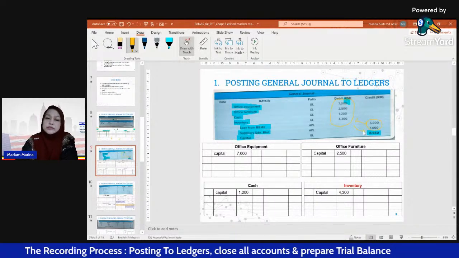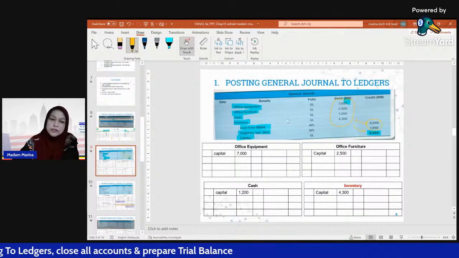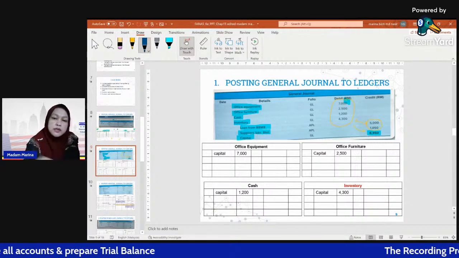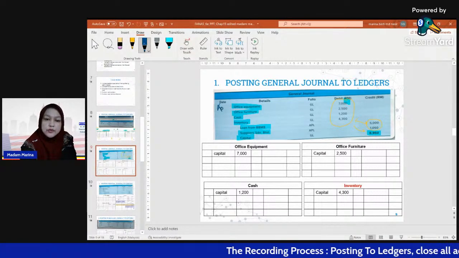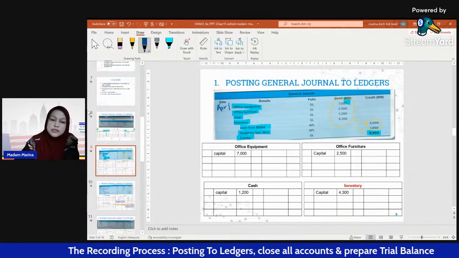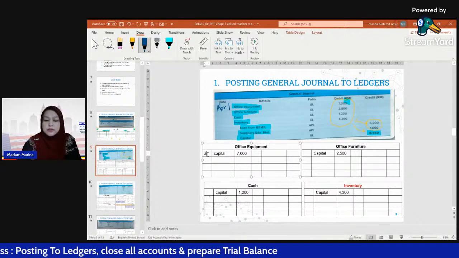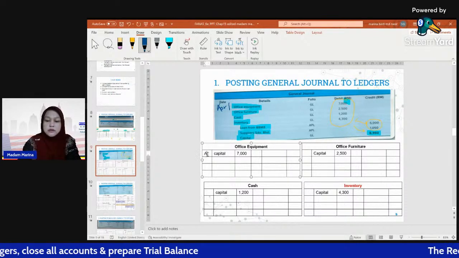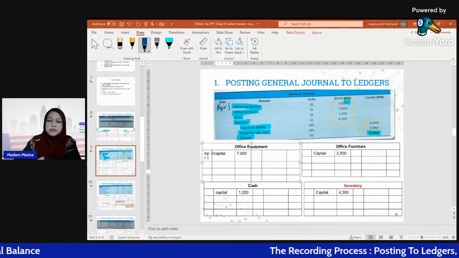If there is a date, you have to put the date here. For example, the date is April 1 because of the opening entry. You put April 1 here, and all of these transactions are also on April 1.